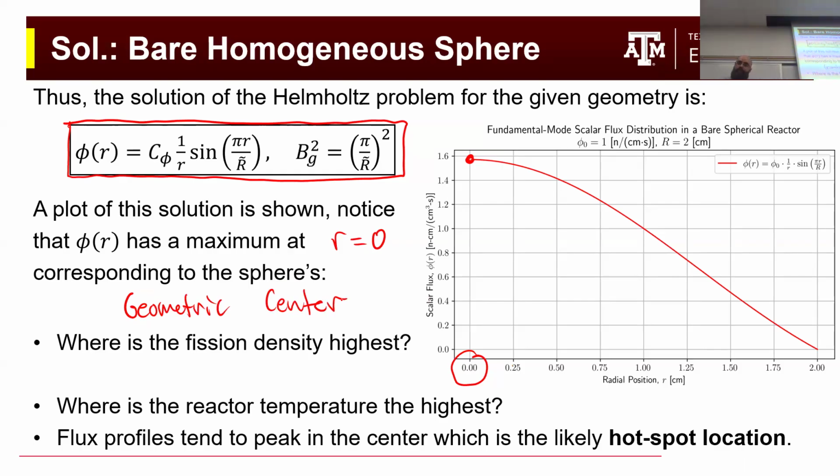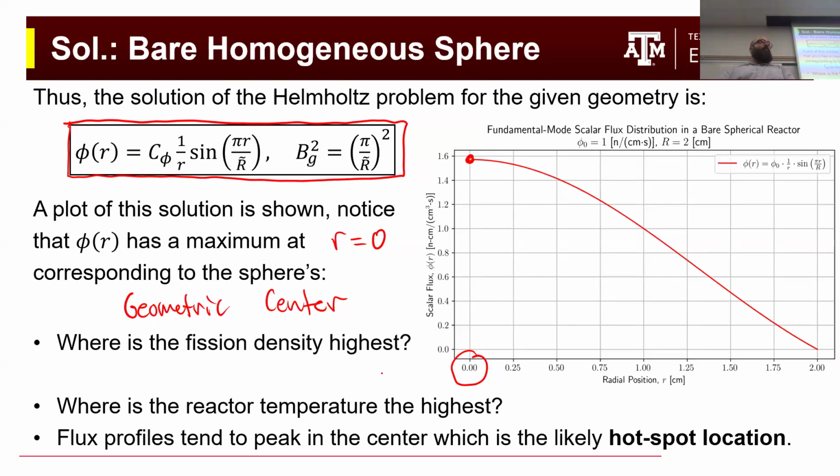So at the geometric center, and hopefully that makes sense, right? The center is where you're furthest away from a boundary where neutrons could leak out. So at the center, you're going to have the highest density of neutrons, and then that neutron density is going to drop off as you get closer to the boundaries where those neutrons could escape. So at 0, at the center is where my flux is the highest.